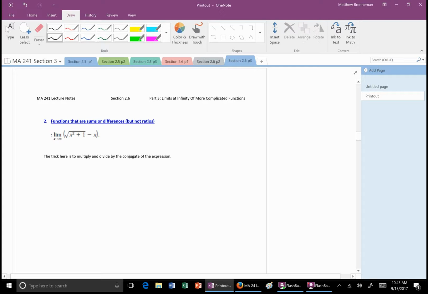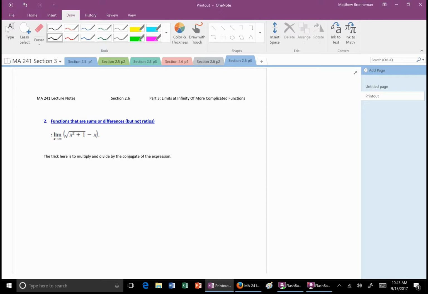So notice something really interesting. When we had limits at a number and we had ratios, we had this problem sometimes of 0 over 0, right? Like 1 minus the square root of x over 1 minus x, as x went to 1, they both went to 0. You can have the same problem as a limit goes to infinity. Notice this goes to infinity and that goes to infinity. And infinity minus infinity doesn't make any sense. We don't have any way mathematically of thinking about that.